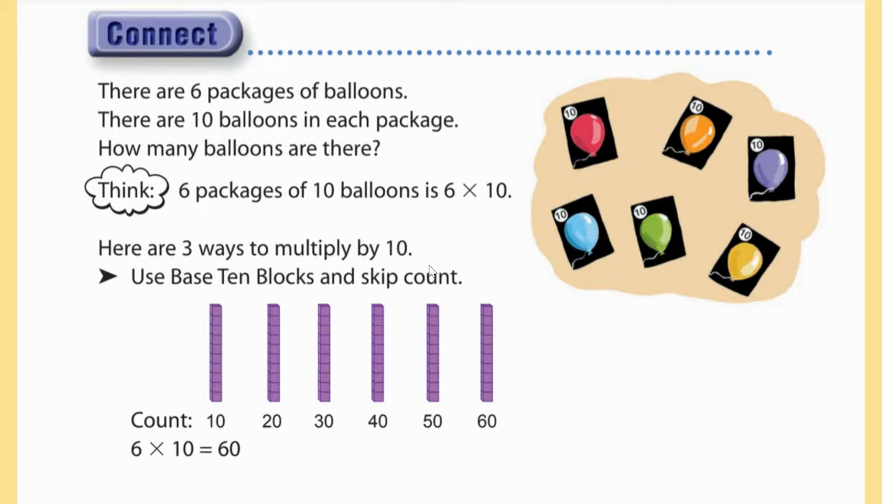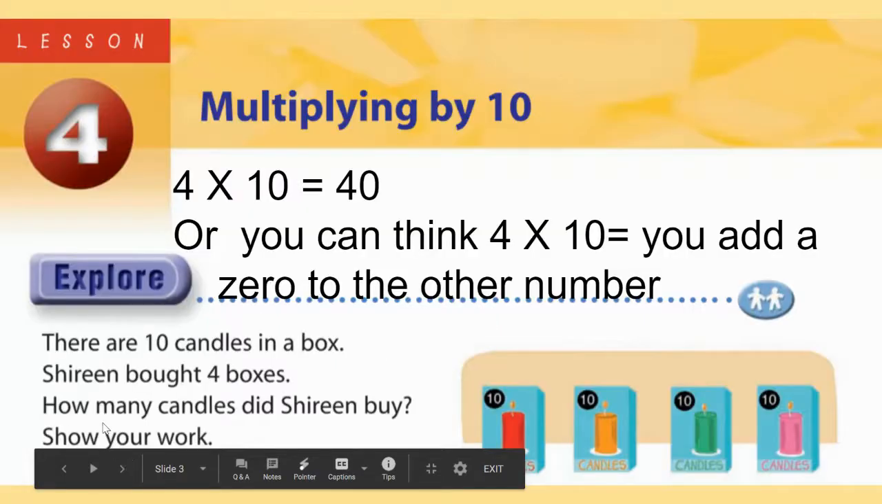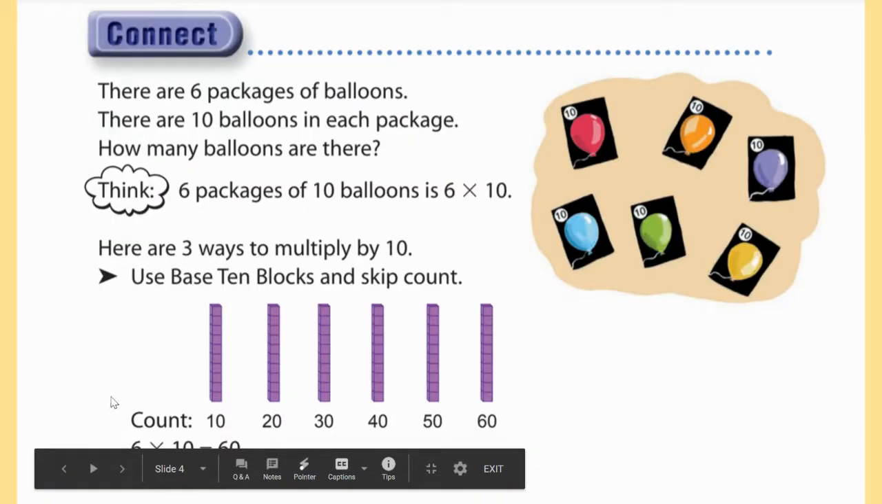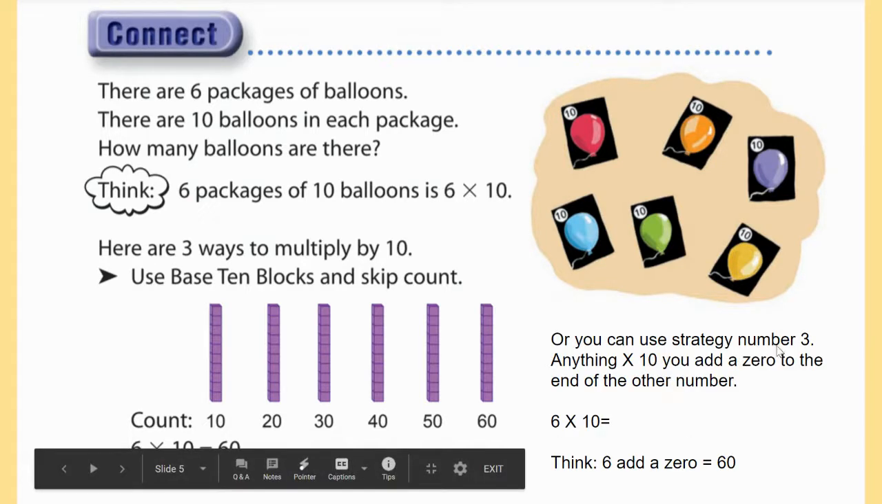Here are 3 ways to multiply by 10. So the first way is to use base 10 blocks. So if you have base 10 blocks, you can count them. You can go 10, 20, 30, 40, 50, 60. You would write the multiplication sentence as, sorry, I can't get that to move. 6 times 10 equals 60. I don't know why this thing keeps moving on its own. That's so weird.